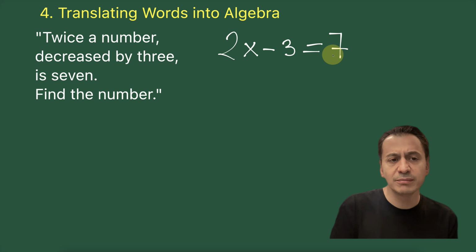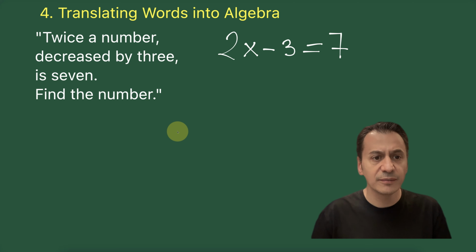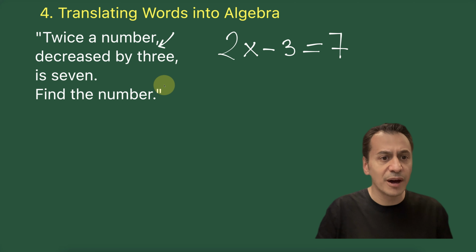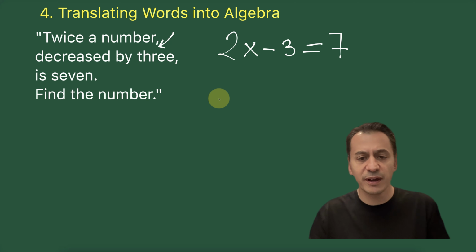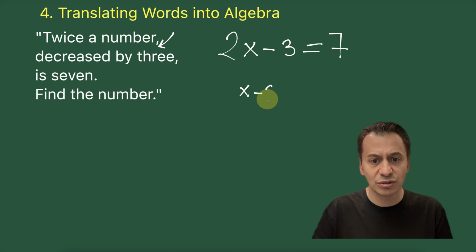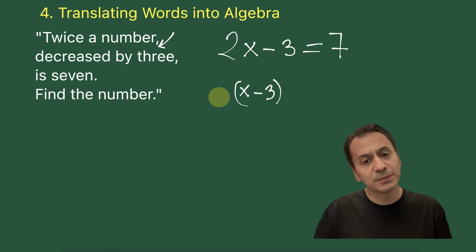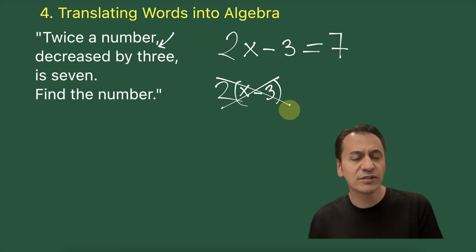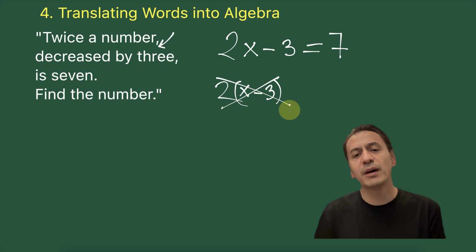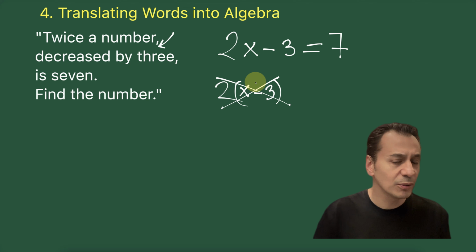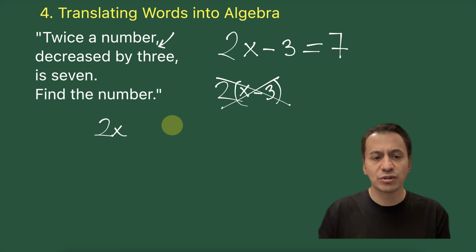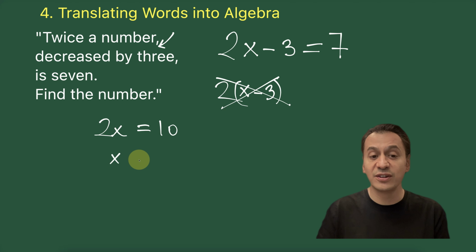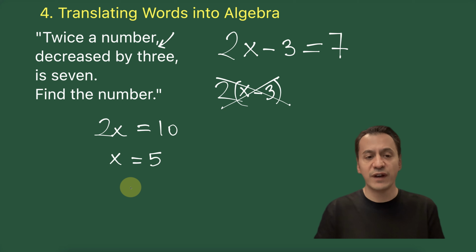Now, one common mistake that students do is, you see twice a number decreased by 3. If you don't pay attention to this comma, you can say a number decreased by 3. If you say number decreased by 3, and then if you multiply it by 2, it will be completely wrong. So when translating words, you must be specific about the order of operations. Solution, well, you can just put this minus 3 to the other side as plus 3. And this times 2 goes to the other side as divided by 2. So it will be 5.